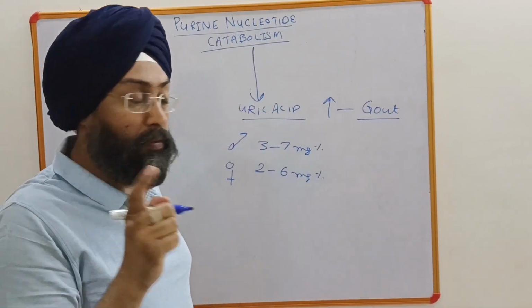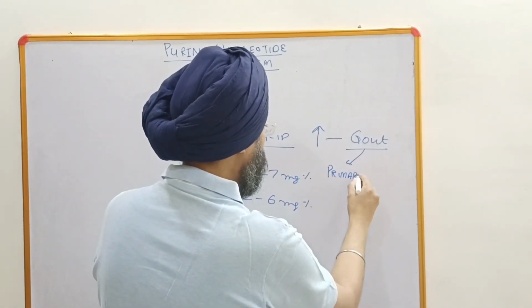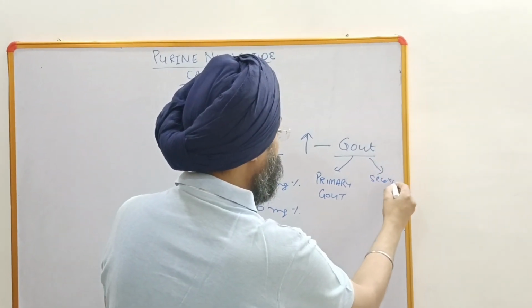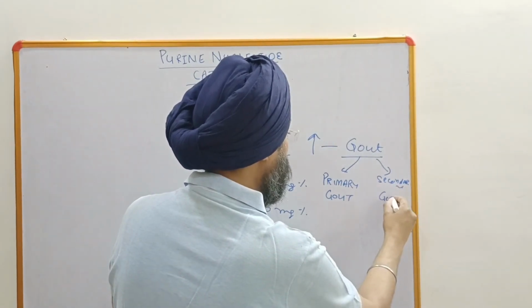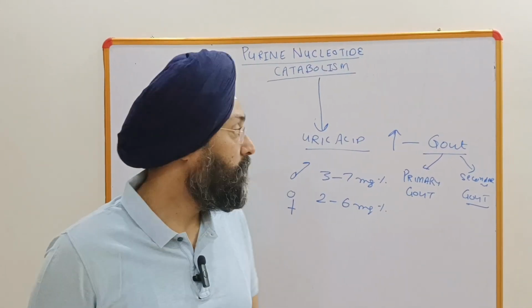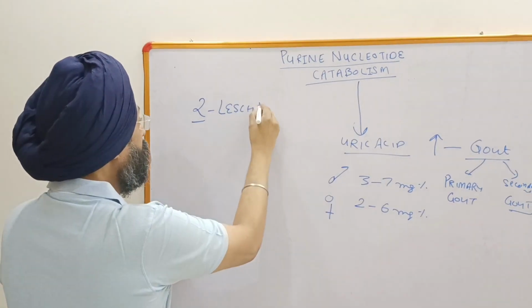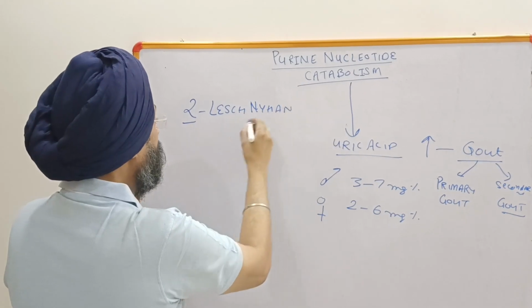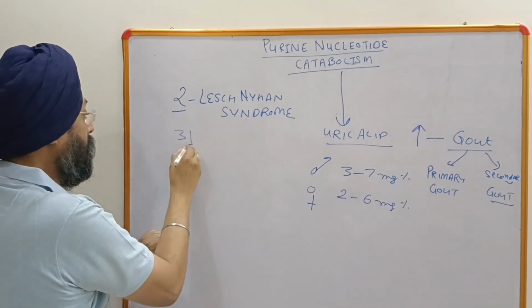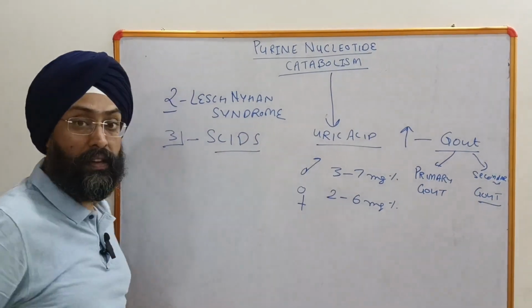Gout, and there are two types of gout. One is primary gout and second is secondary gout, right? And there are also other disorders in which the levels of uric acid are increased. Second is Lesch-Nyhan syndrome and the third is severe combined immunodeficiency, right?